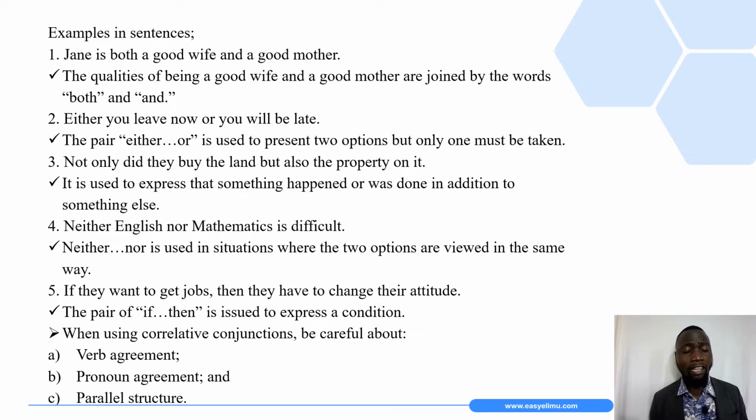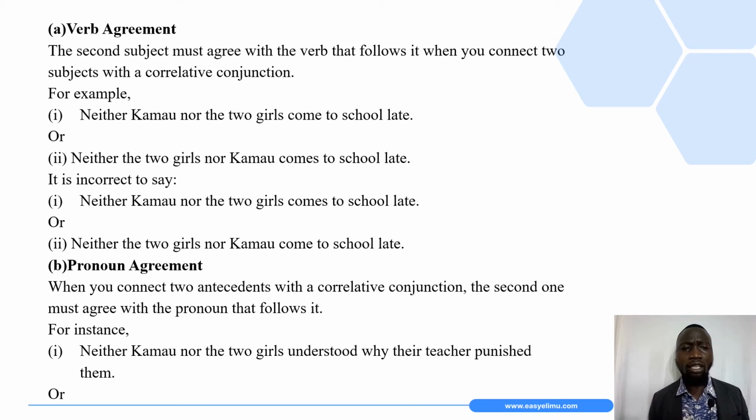And again, another thing, dear students, is that when using correlative conjunctions, be careful about these three things. The first one is the verb agreement. The second one is the pronoun agreement. And lastly, we have the parallel structure in sentences. So just to help you understand these three areas, the first one we have is the verb agreement.